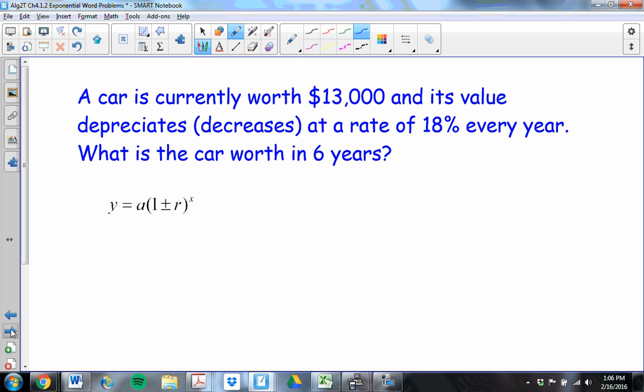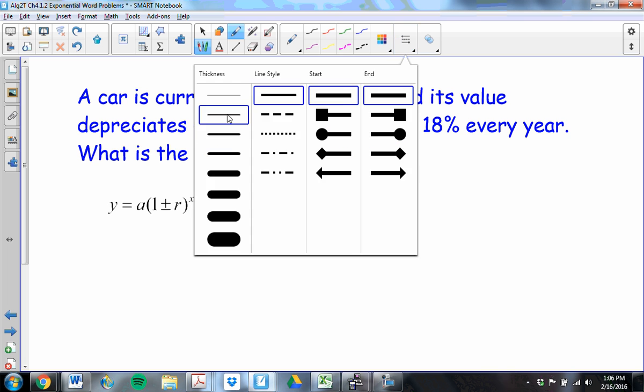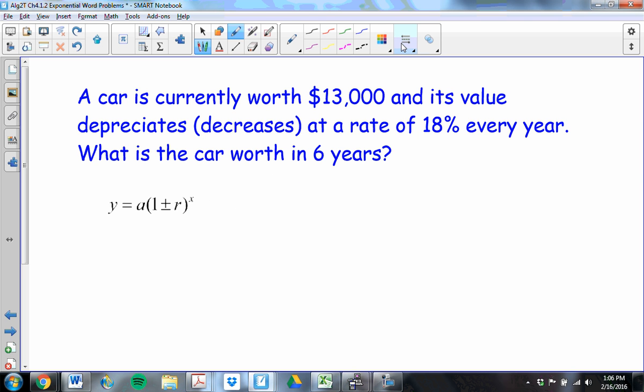So here's an example. A car is currently worth $13,000 and its value depreciates at a rate of 18% every year. Well, if you're losing 18% of something, it really means you're keeping 82% of it. So here's my a value, here's my r. This is the t or the x we're going to play with. I want to find y. I don't know the ending amount. But the ending amount is really going to be equal to my starting amount with 1 minus 0.18 to the 6. Losing 18% is the same as keeping 82%.